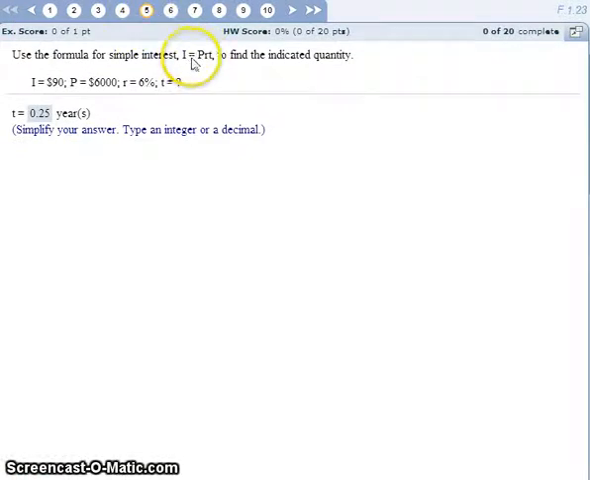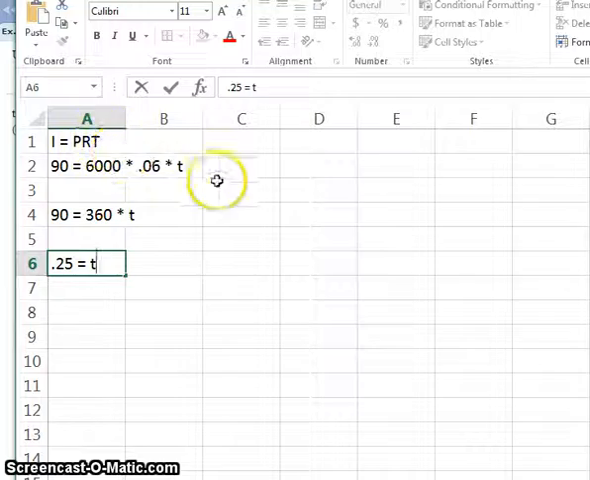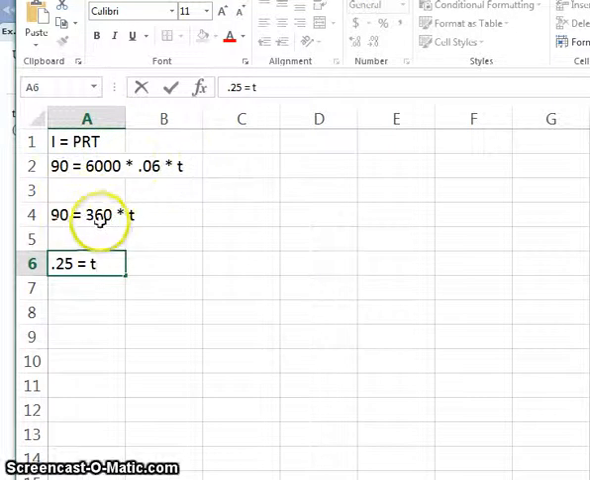For number 5, use the simple interest formula. Plug your values in. Interest is $90, the principal is $6,000, our interest rate is 6%, and our time is what's unknown. So reduce over here and then divide both sides by 360, and your time is 0.25. So the amount of years is 0.25.